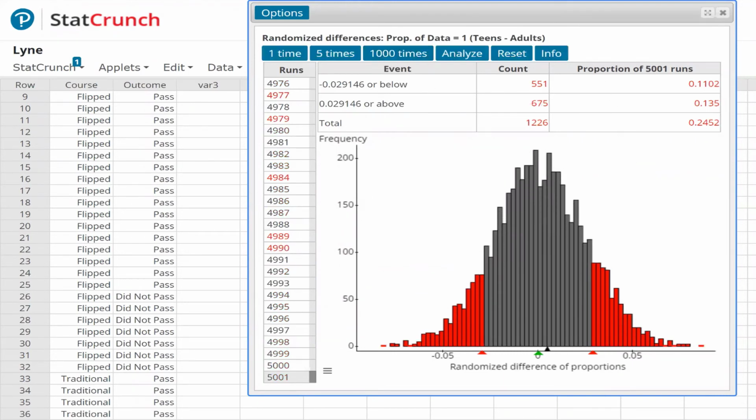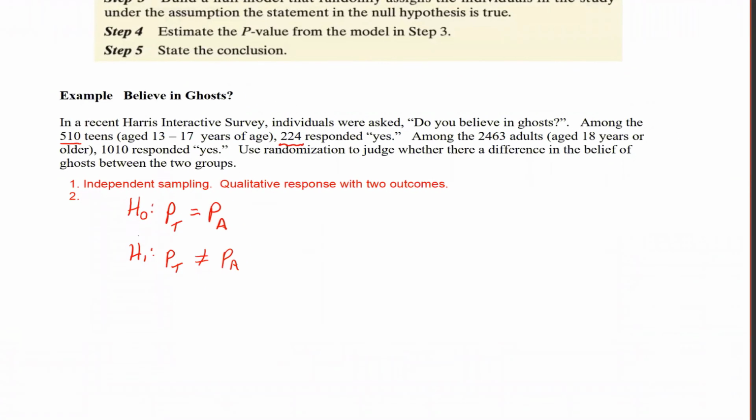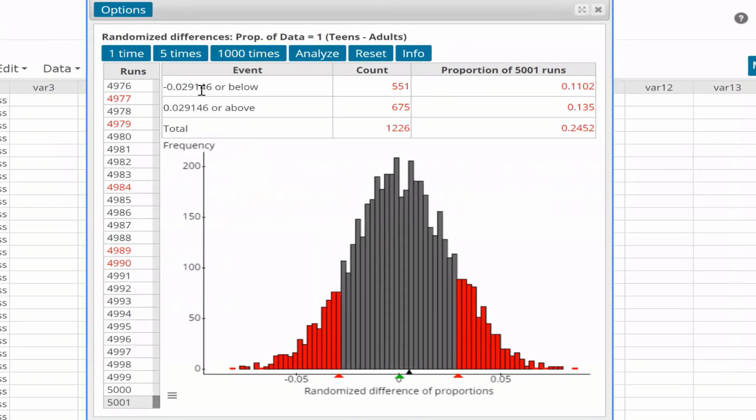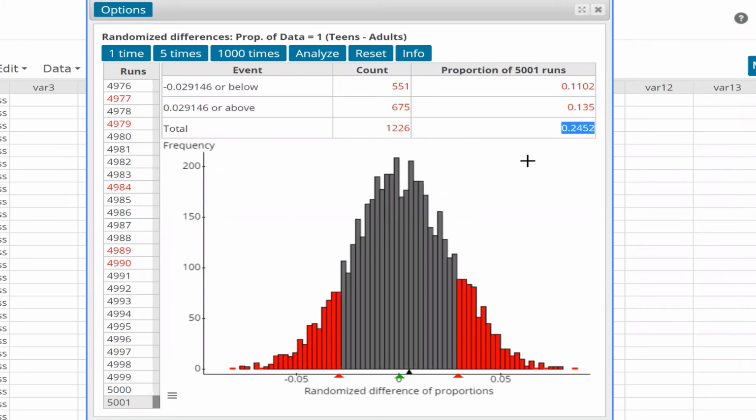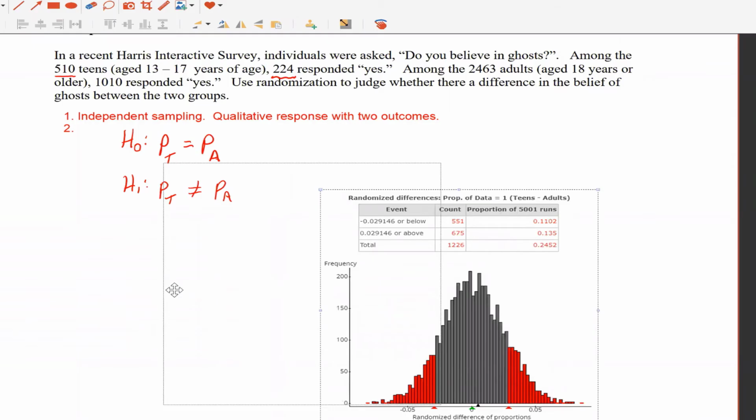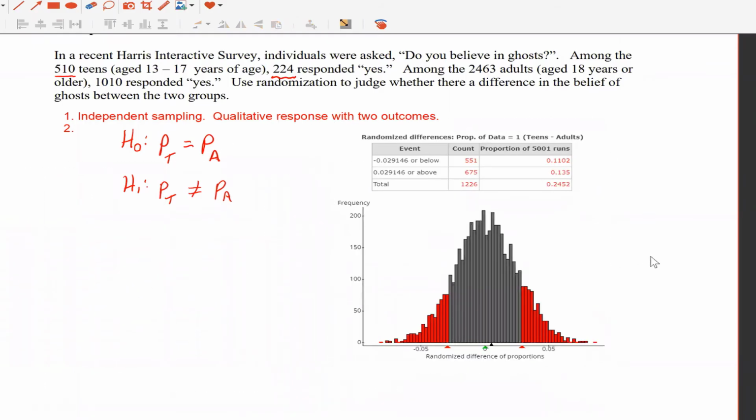Now here we have a 2-tailed alternative. You see that? And so we're interested in the difference of negative 0.029 or less and 0.029 or more. And so our p-value is the sum of those two quantities, 0.245. So for 2-tailed tests, you select both below and the above. So this guy right here is step 3. There's my p-value because it's a 2-tailed test.